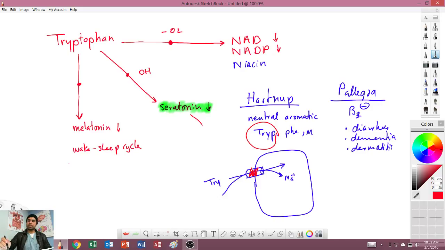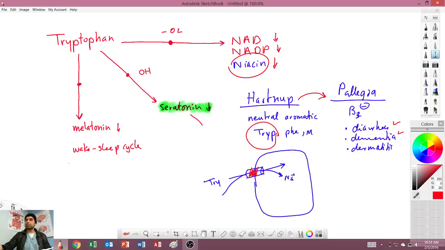So mostly, Hartnup disease leads to tryptophan deficiency. And as a result, you will have deficiency of what? Niacin, serotonin, and melatonin. Hartnup disease is mostly diarrhea, and some sort of depression as well. But Hartnup disease will have pellagra-like symptoms. You will have diarrhea, dementia.